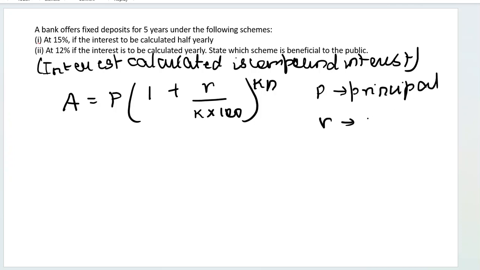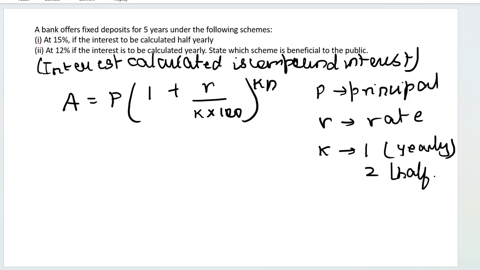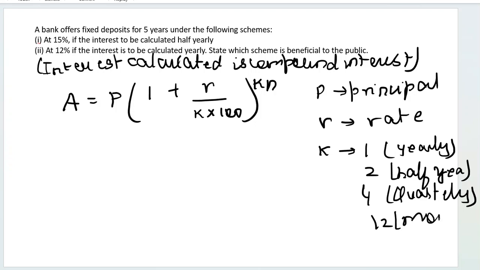R is rate, K takes the value 1 if yearly, 2 if half yearly, 4 if quarterly, and 12 if it is monthly. Also, we have N whose duration is given in terms of years. So we now proceed. Basically now our goal is to calculate compound interest for both these schemes and see which scheme is more beneficial.